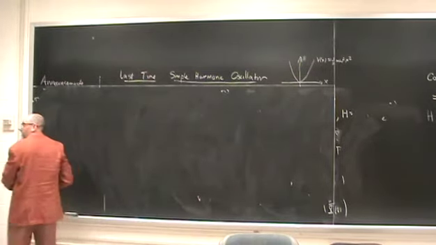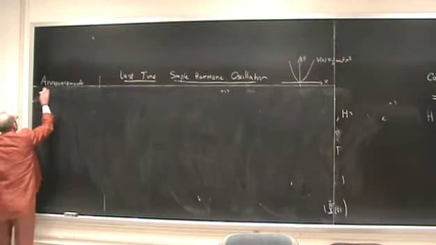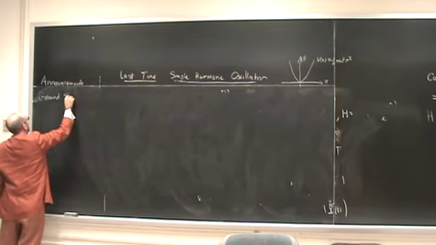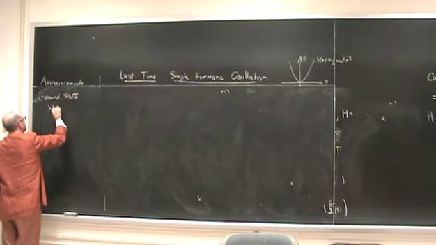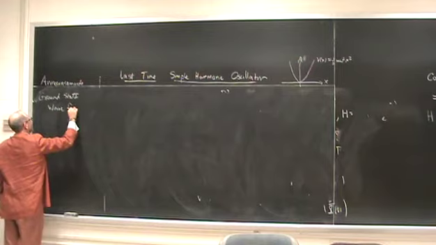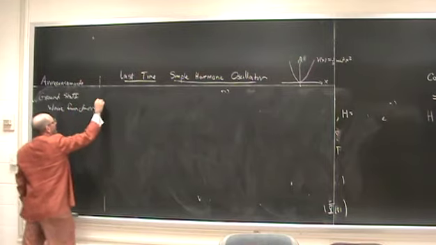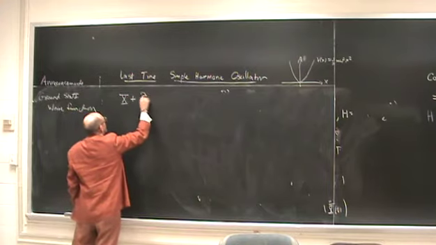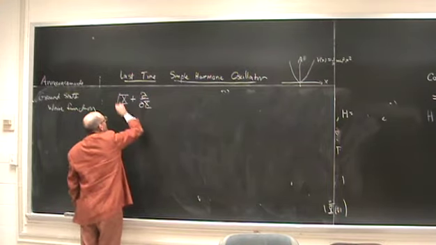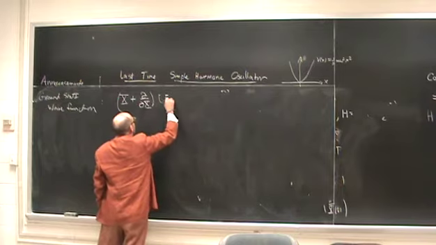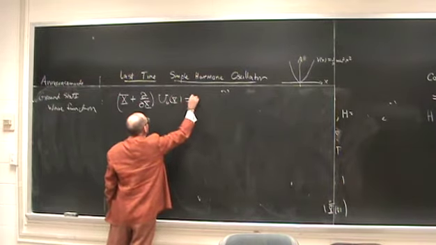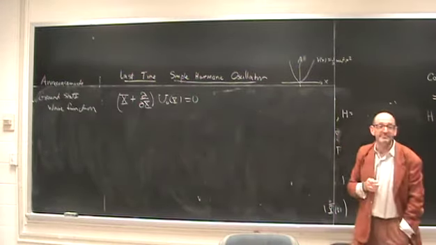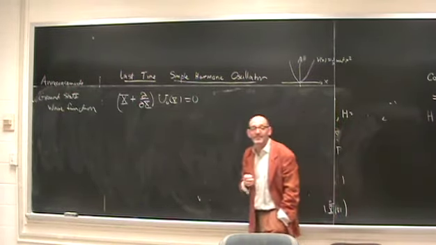So, the ground state wave function satisfies the following differential equation: x plus d by dx on the ground state wave function is 0. So that's a simple differential equation we can solve. I hope we can solve it.